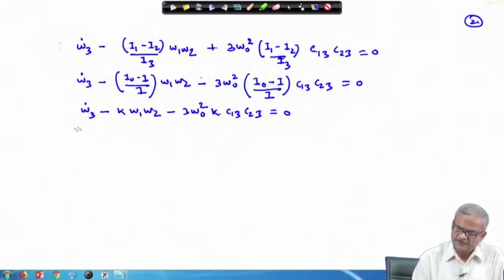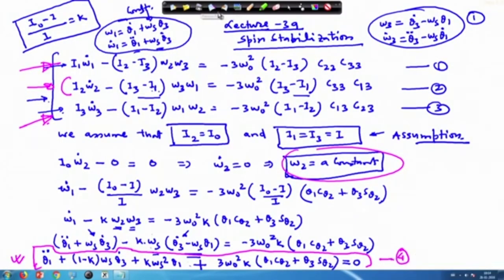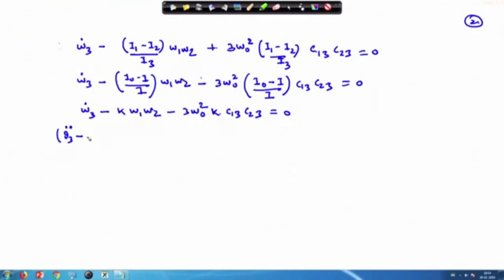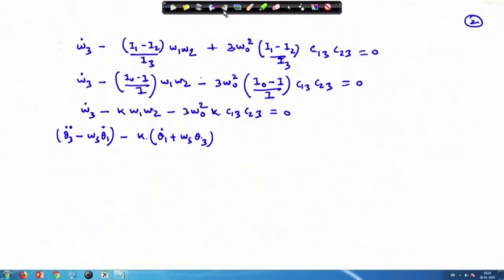Now, insert the expression for theta 3 dot omega 3 dot. So, this is theta 3 dot minus omega s times theta 1 dot, minus omega s times theta 1 dot, and then the rest of the terms we have to insert here. So, omega 1 is theta 1 dot plus omega s times theta 3, omega s plus theta 3, and omega 2 is omega s.